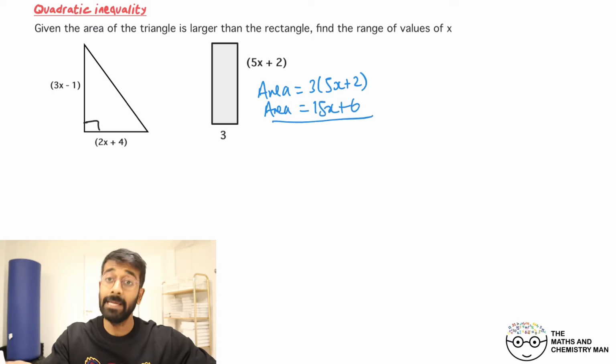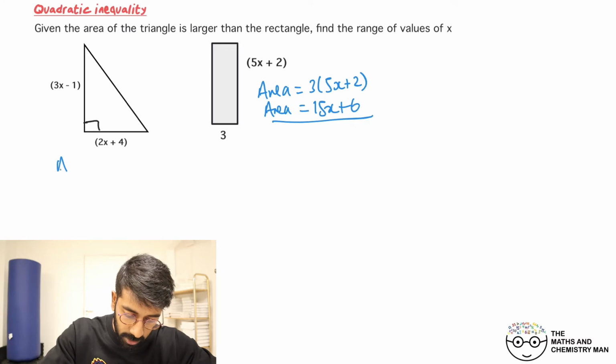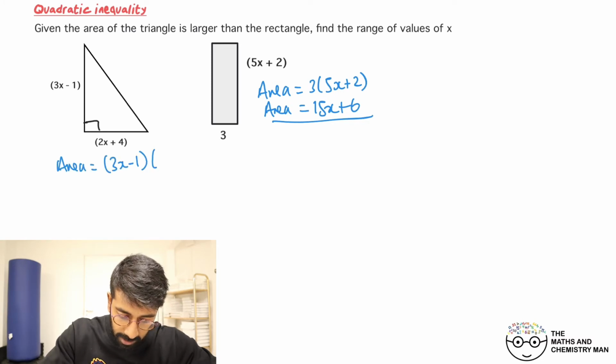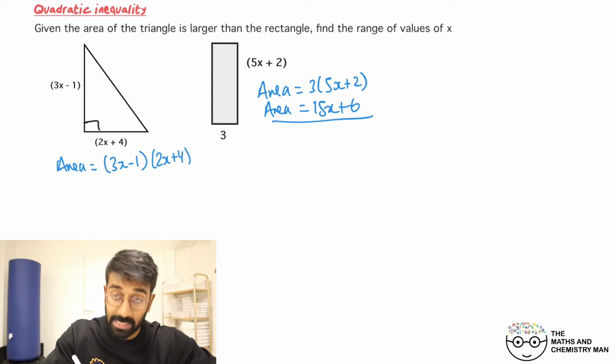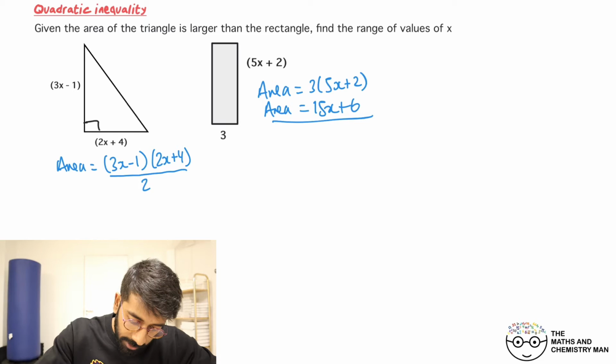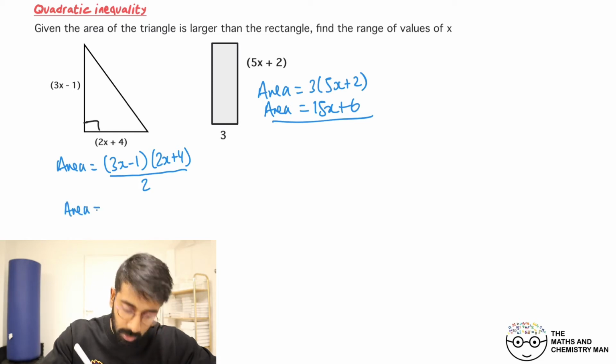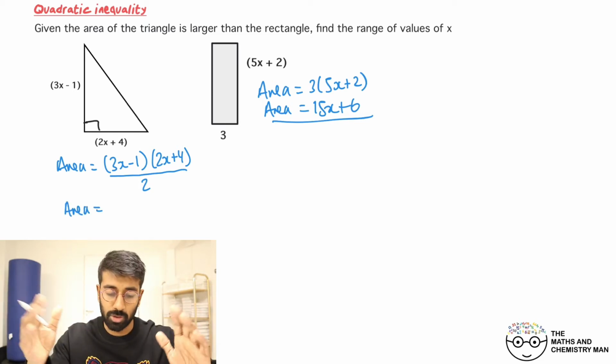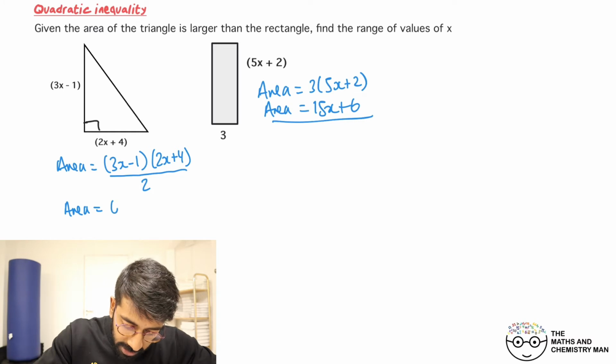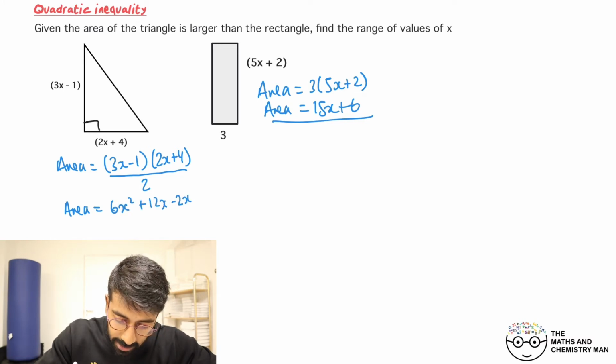So you've got that. Now let's get the area of the triangle. So area equals, that would be 3x minus 1 and multiply that by 2x plus 4. That's base times height. But remember, after you do that, you'll need to divide it by 2. So the area of this is equal to, and on the top, let's do some expansion. Any method you like, right? So you're going to have 6x squared plus 12x, take away 2x, and then take away 4 on the end. And that's all over 2.